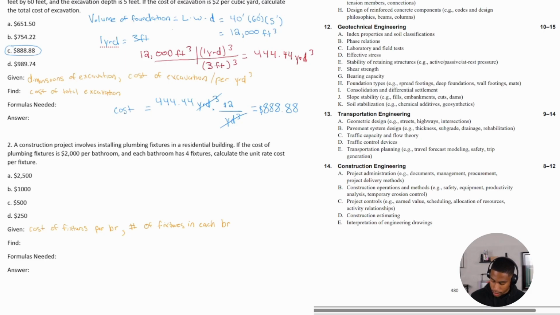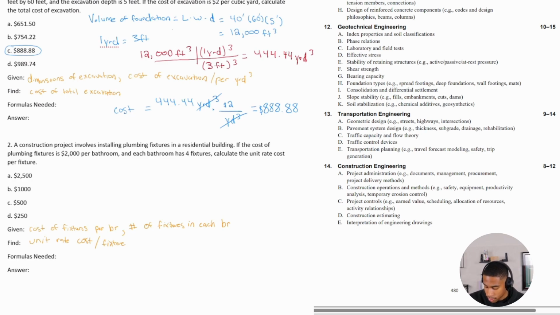We're trying to find the unit rate cost per fixture. So it's the cost per fixture. So any formula is needed, not from the handbook per se. But I think we can think through this logically.